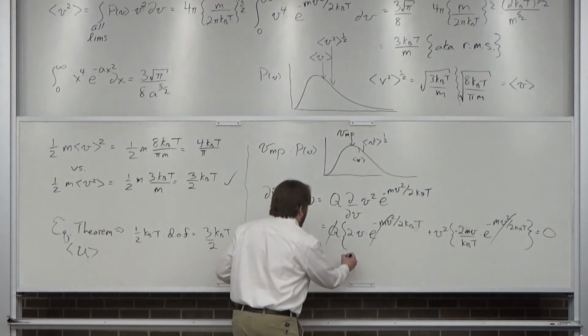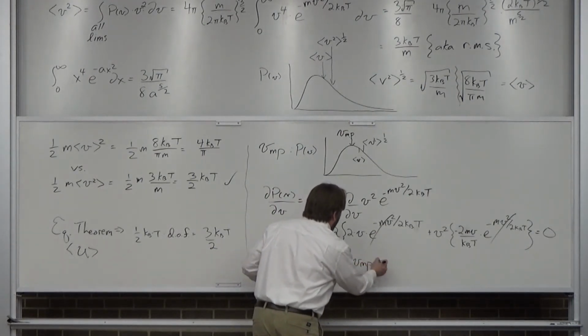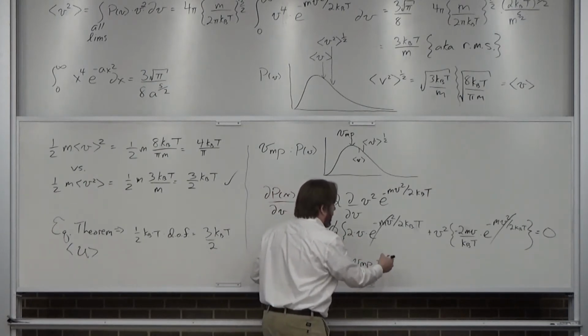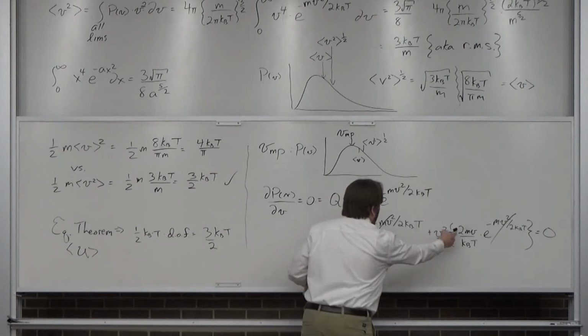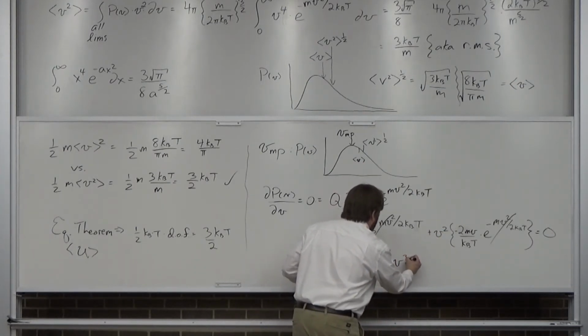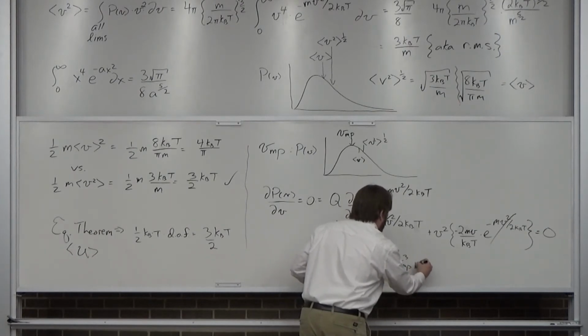So what are you left with? 2v, and now you're at the most probable. Now that you set all of this equal to 0, now you label the velocity as the most probable. And that's equal, so that means that minus sign, 2v cubed, most probable, m over kBT.